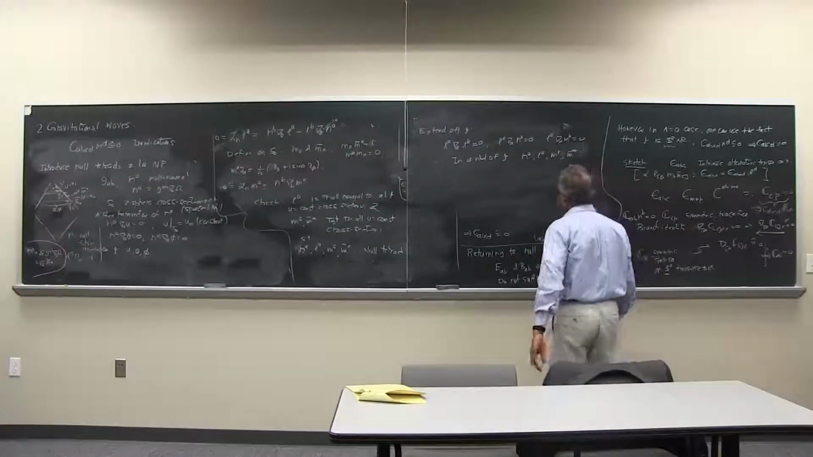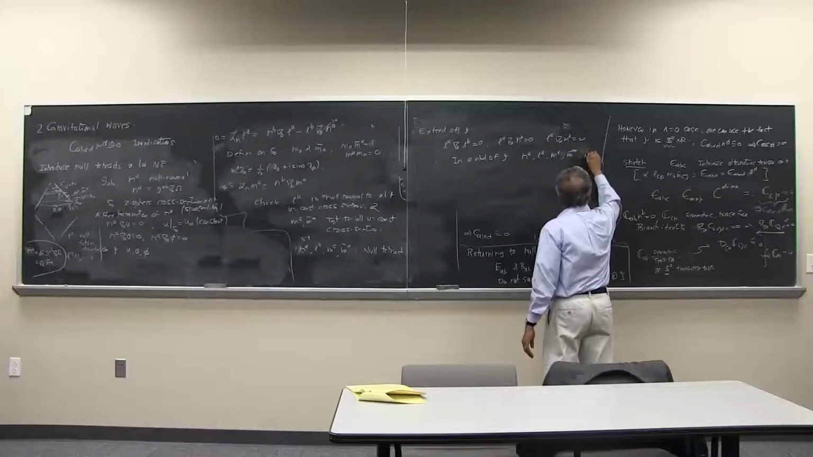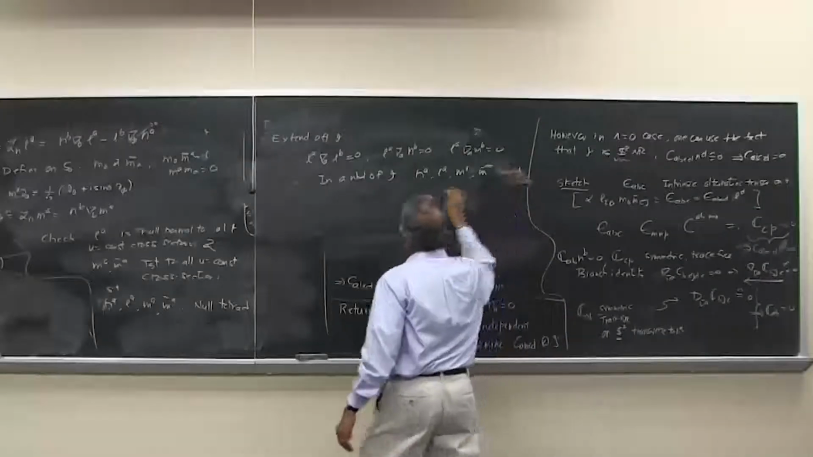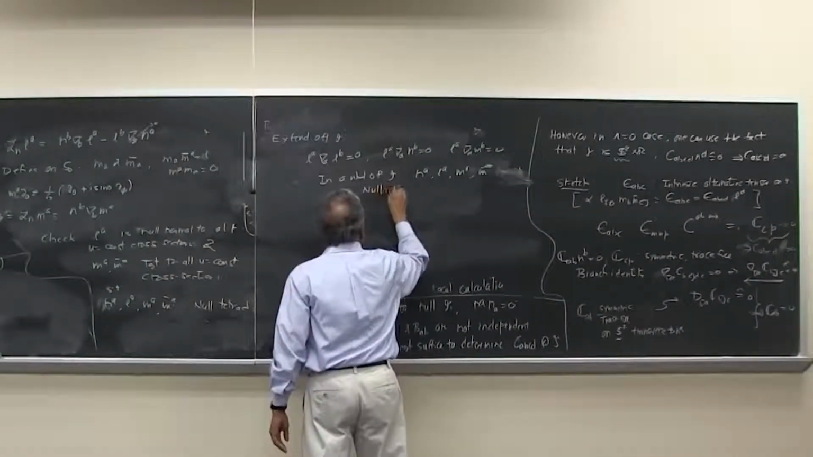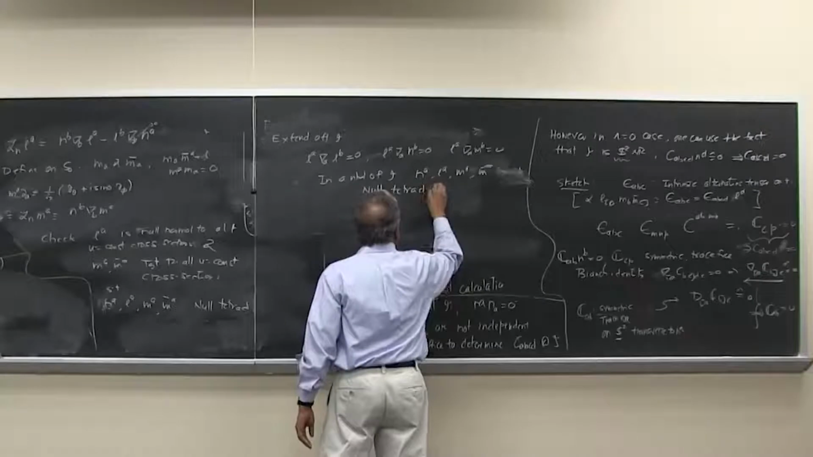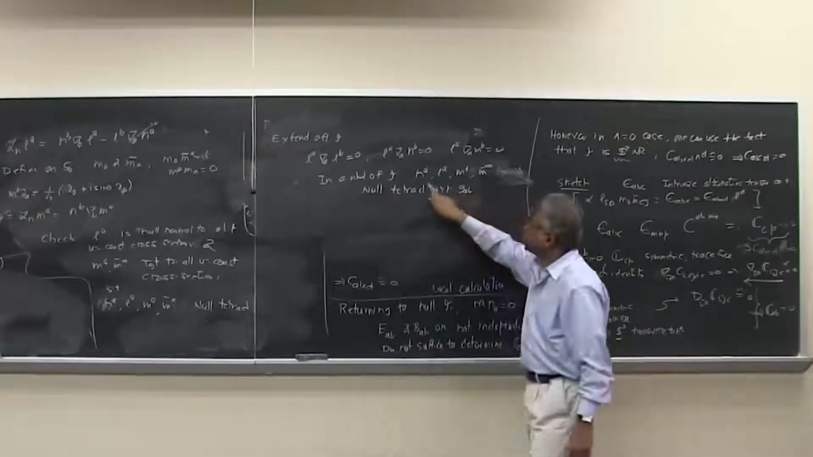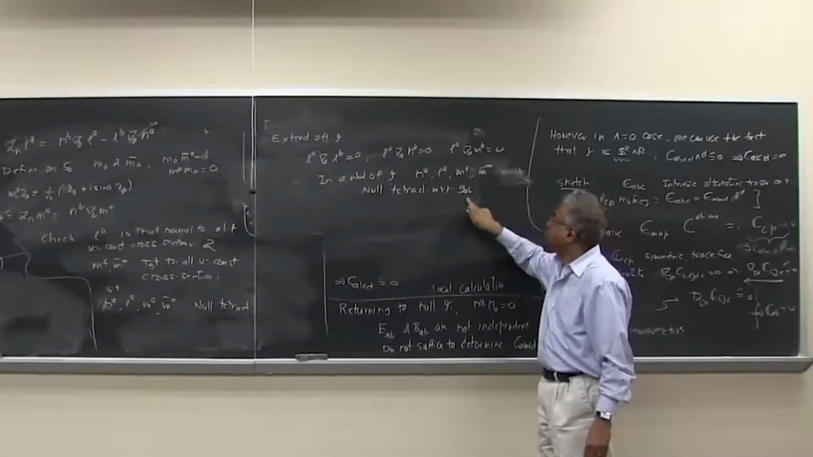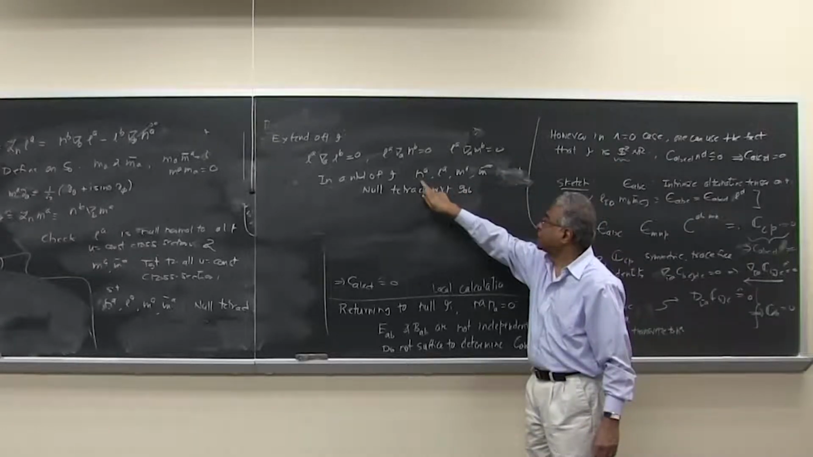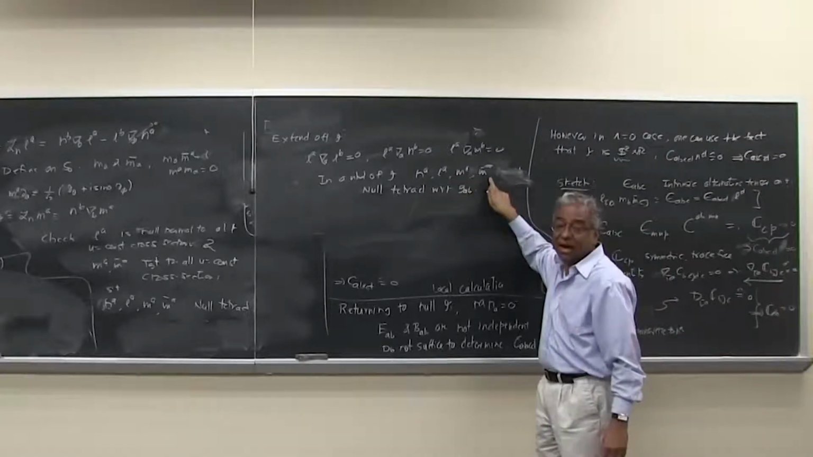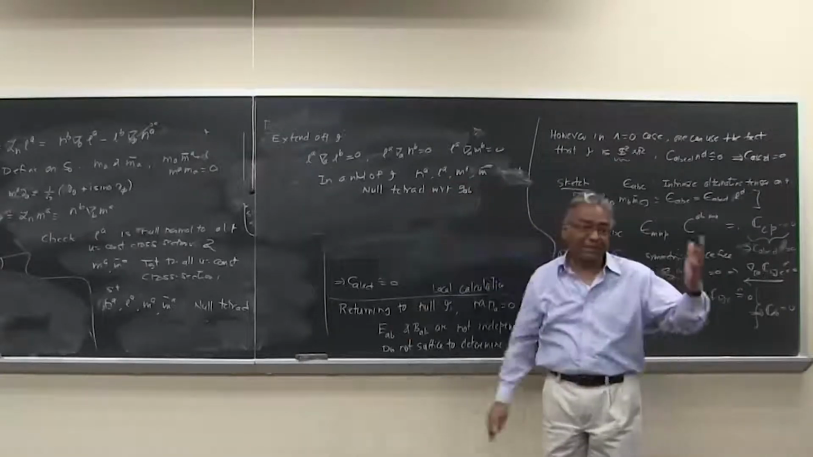So this is a null tetrad. This is a null tetrad with respect to g_ab. With respect to g_ab, all of them are null, and the only scalar products which are not 0 are n·l, which is -1, and m·m bar, which is equal to +1. Okay, so we get this null tetrad.